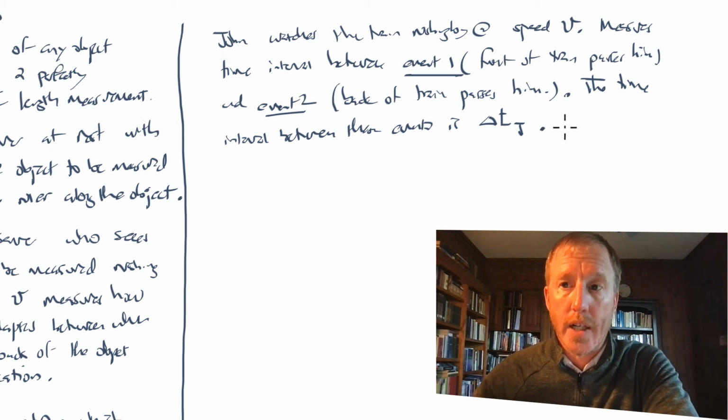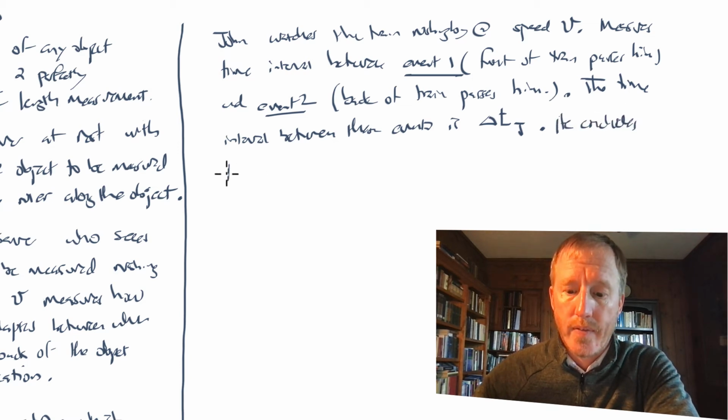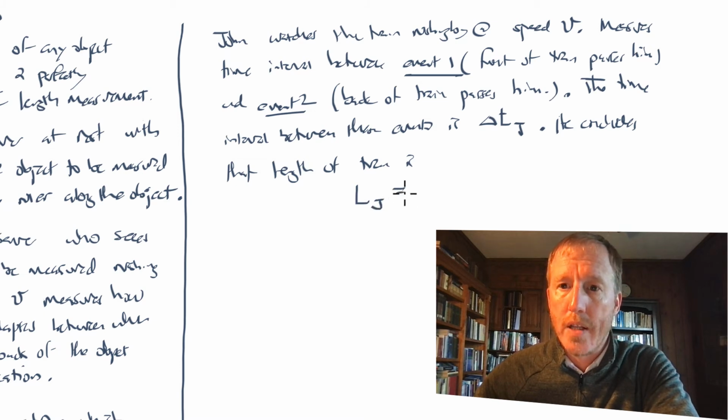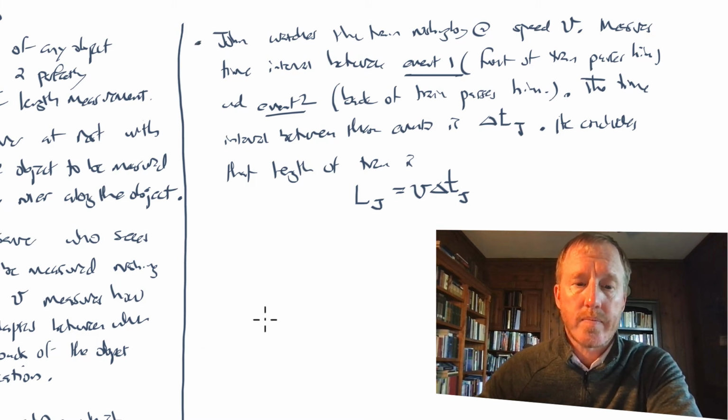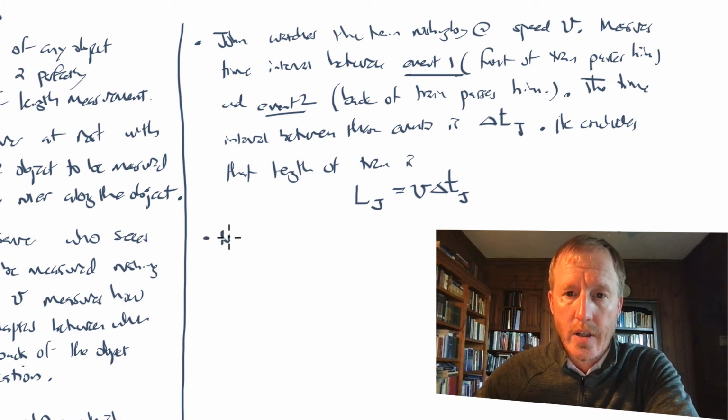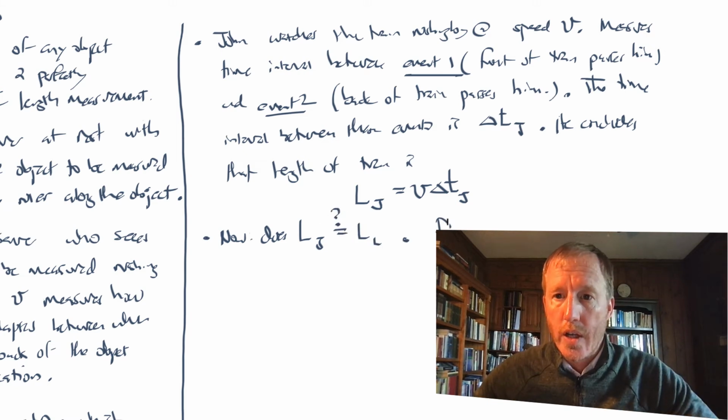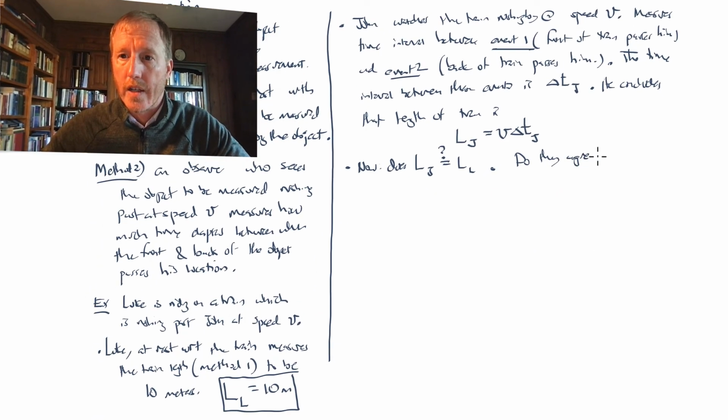And then how does he compute the length of the train? He deduces, or he concludes, that the length of the train according to John would be the speed of the train times the time interval between those two events according to John. Okay? Now, here's the question. I hope that makes sense to you so far. Now, here's the question I want to ask. Does the length of the train according to John equal the length of the train according to Luke? So do they agree on the length of the train?